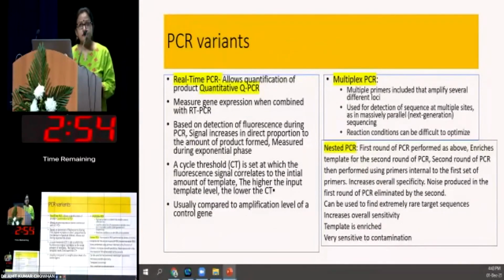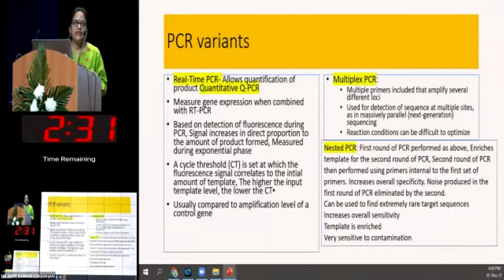Now, there are lots of PCR variants available depending on what you're trying to do. What is the question you need answered? In multiplex PCR, multiple primers are used for different loci within the same large gene. It is used to detect sequence at multiple sites, for massively parallel sequencing, like in next generation sequencing. But it needs a lot of control.